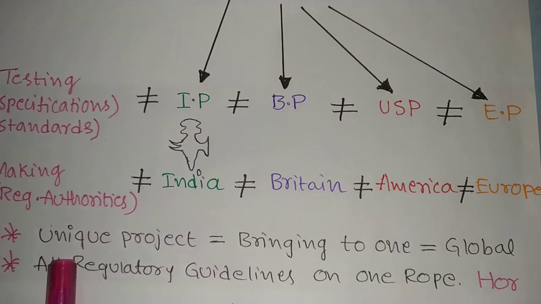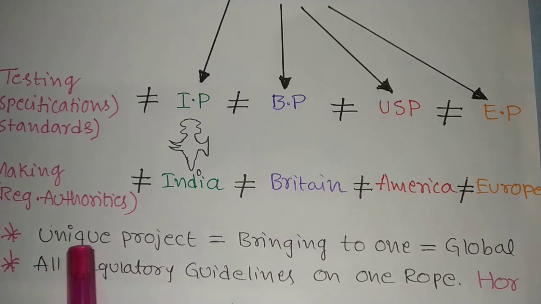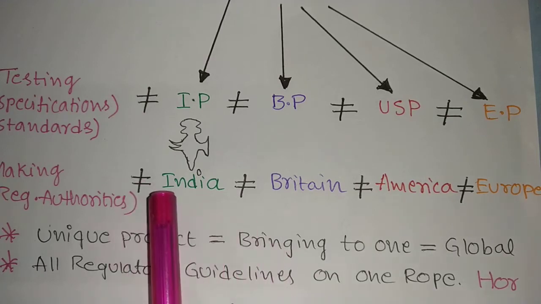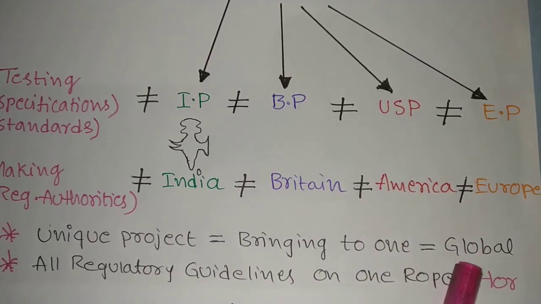ICH is nothing but a unique project. Unique project, bringing to one. See here, uni means one, bringing all the rules and regulations of different countries into one. It is a global standard. That's why it is called the international council.